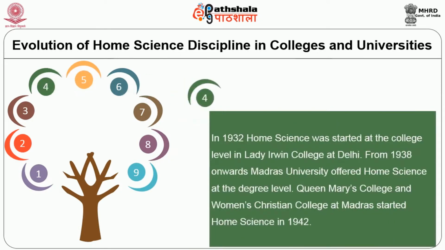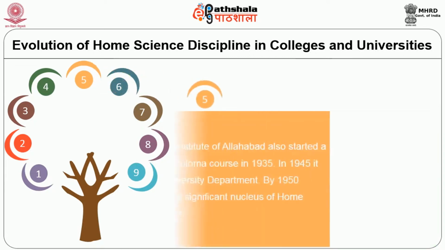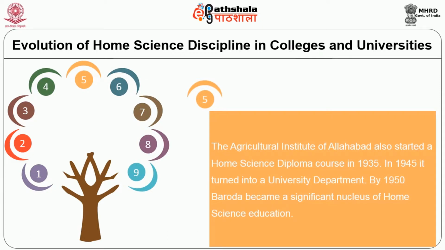In 1932, home science was started at the college level in Lady Irwin College at New Delhi. From 1938 onwards, Madras University offered home science at the degree level. Queen Mary's College and Women's Christian College at Madras started home science in 1942. The Agricultural Institute of Allahabad also started a home science diploma course in 1935. In 1945, it turned into a university department.